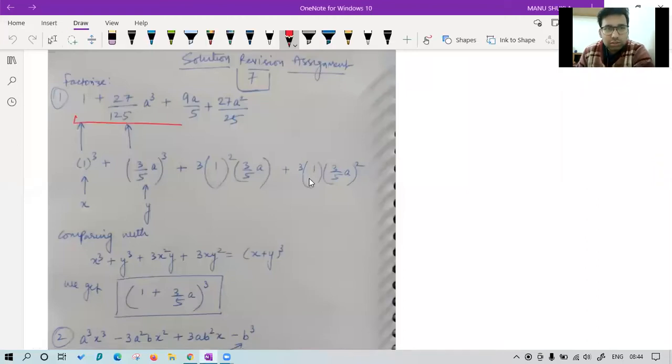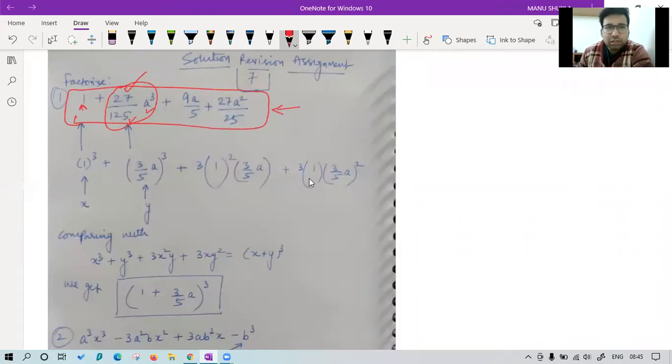Just looking at it first, you need to understand which kind of identity will help us to solve this question. Okay, so this term is the hint for me: 27 is 3 cube, 125 is 5 cube, a cube is already a whole cube. Similarly, we can write 1 also as 1 power 3.